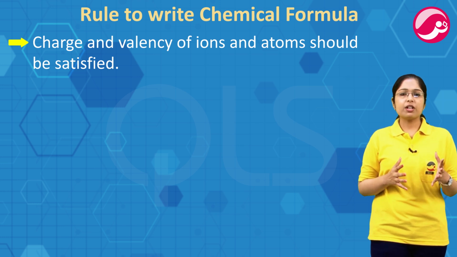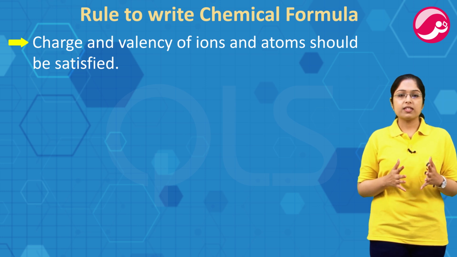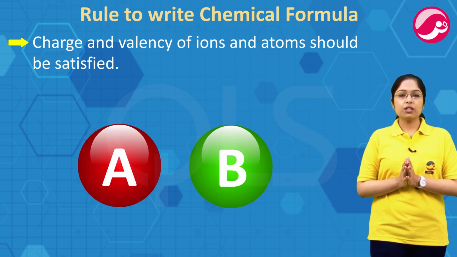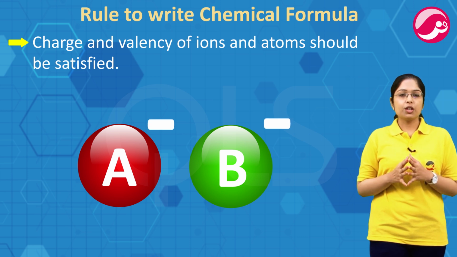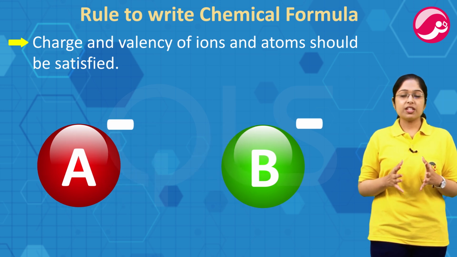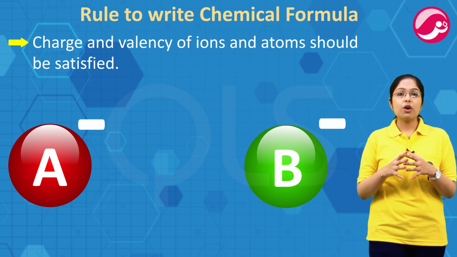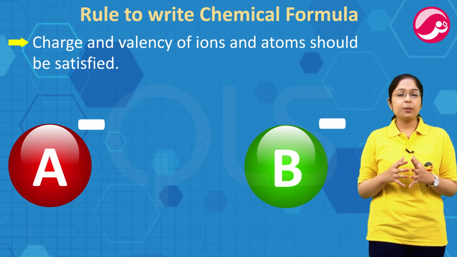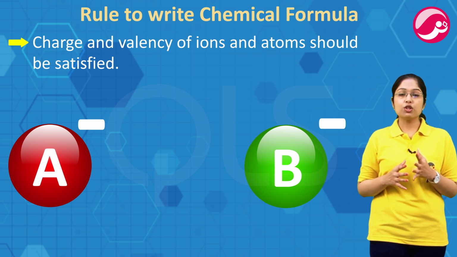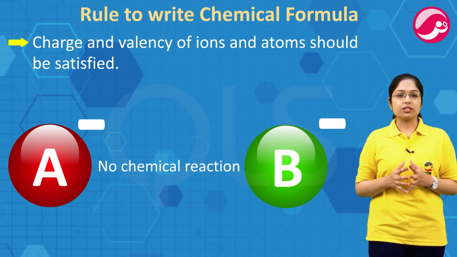Imagine we need a chemical reaction to occur between two chemicals, say A and B. But both the molecules are charged, say negatively charged. You know that same charges repel each other. एक जैसा charge होगा तो वो एक दूसरे को repel करेंगे, एक दूसरे से दूर भागेंगे. So, A and B will repel each other and hence no chemical reaction will occur.